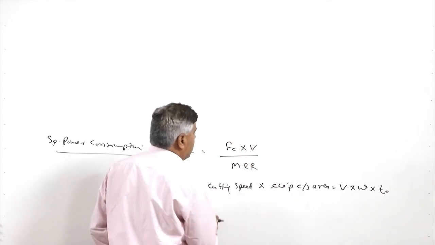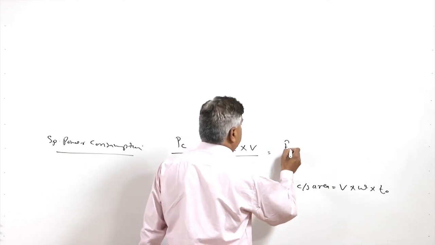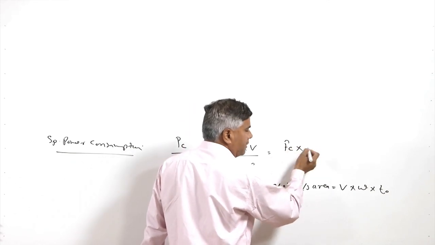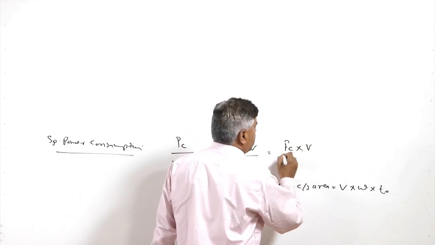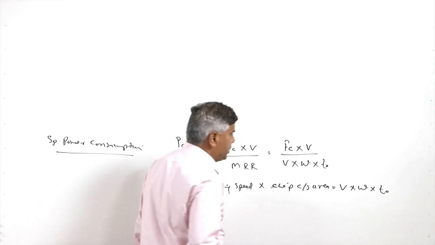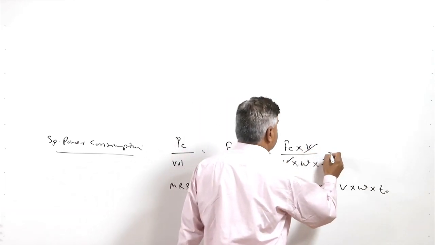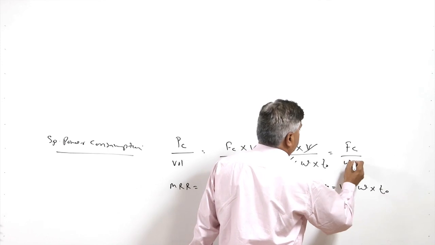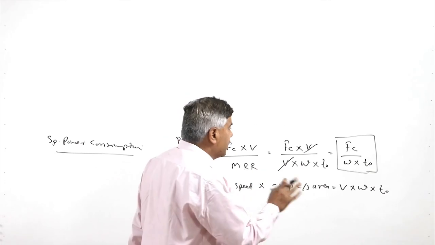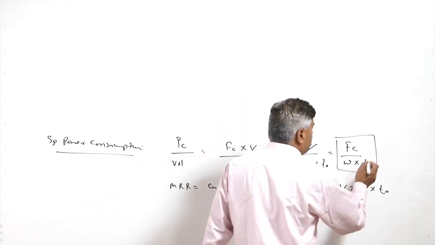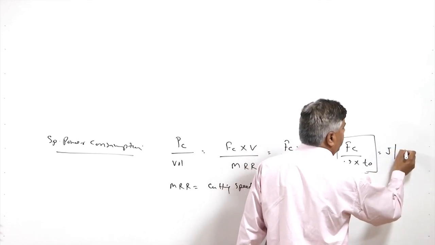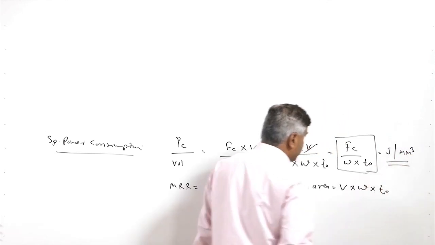These will be used for calculating the specific power consumption, which is FC, the cutting force, multiplied by the velocity, divided by the velocity into W into T naught. Here V and V will be cancelled, so we are left with FC over W times T naught, where W is the width of cut and T naught is the initial thickness, or depth of cut, or uncut chip thickness. This is how we get the specific power consumption in joule per mm cube.